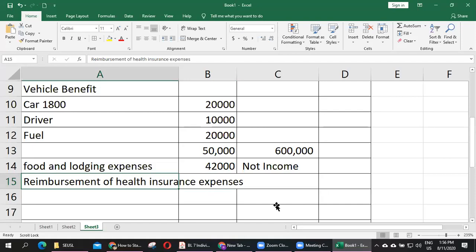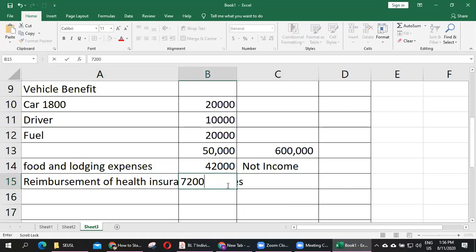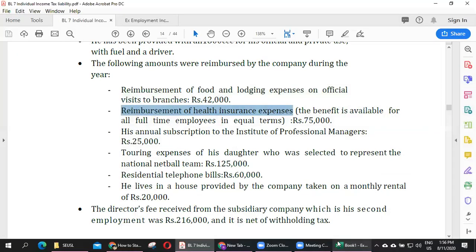It is not a benefit. It is not a tax. How much? 72,000. But not taxable, not an income. Not income. Right?